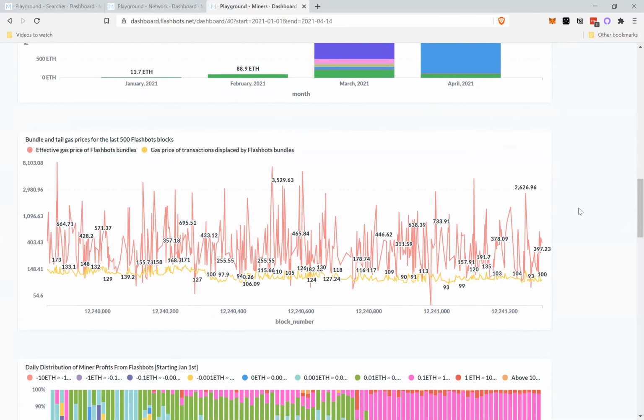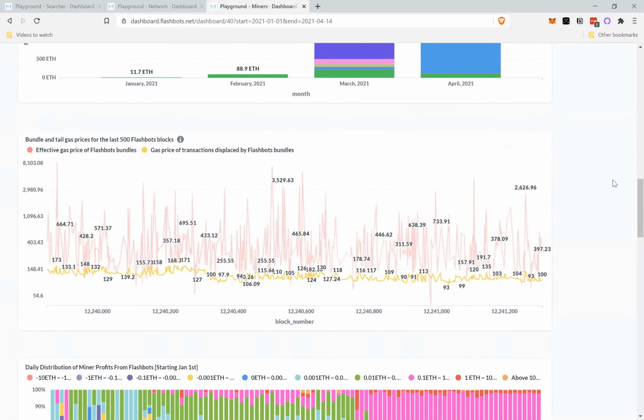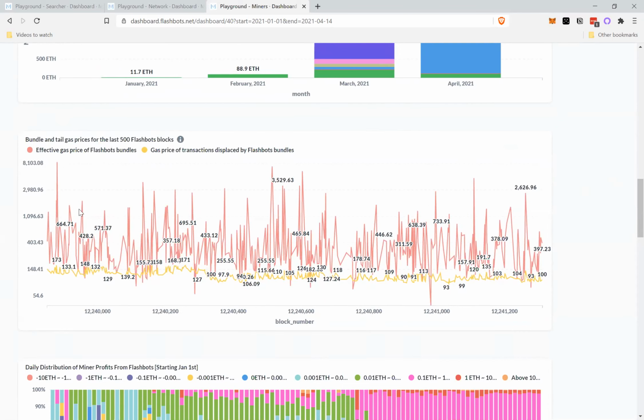This is a super interesting graph. This looks at the effective gas price of Flashbots bundles, and then it looks at the gas price of transactions that were displaced by Flashbots bundles, so what I was calling the tail gas price earlier. And you can see here, this is in logarithmic scale actually. So these numbers are way higher than the tail gas price. And Flashbots bundles are almost always paying far, far, far greater than the transactions that they are displacing over time.